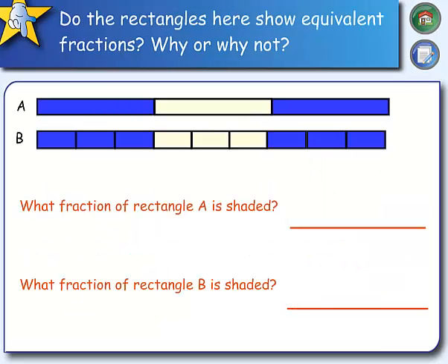Here are some rectangles. Do they show equivalent fractions? If we look at fraction A, we see that there are 2 out of the 3 parts shaded. Fraction B, we have 6 out of 9 shaded parts. So they are equivalent, and you can see that in the picture. Fraction B, though, is just cut into more parts.